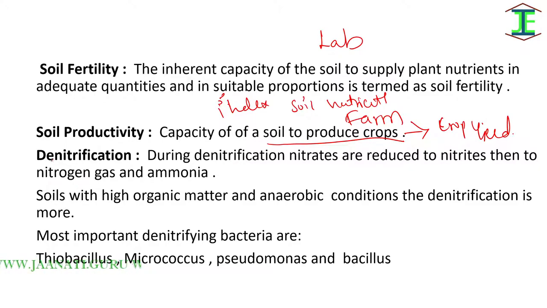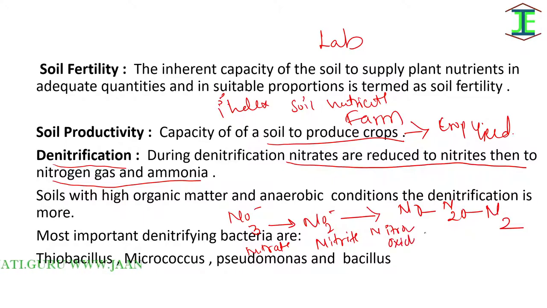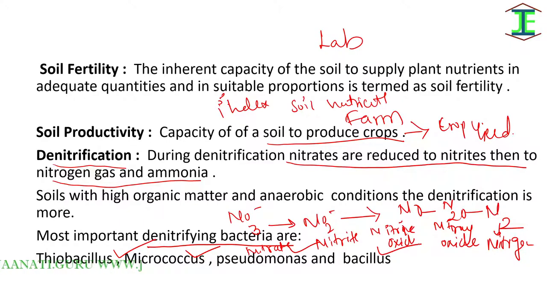Next is denitrification. During denitrification, nitrates are reduced to nitrites, then to nitrous oxide, and finally to nitrogen gas. First, NO3 minus to NO2 minus, and then to nitrous oxide, and then finally N2 gas. This is the denitrification process. The most important denitrifying bacteria are Thiobacillus, Micrococcus, Pseudomonas, and Bacillus.